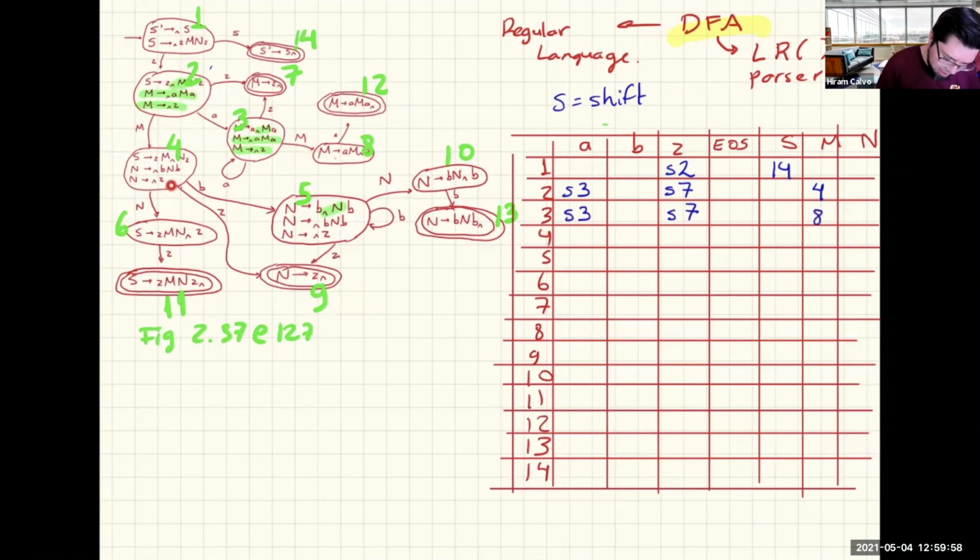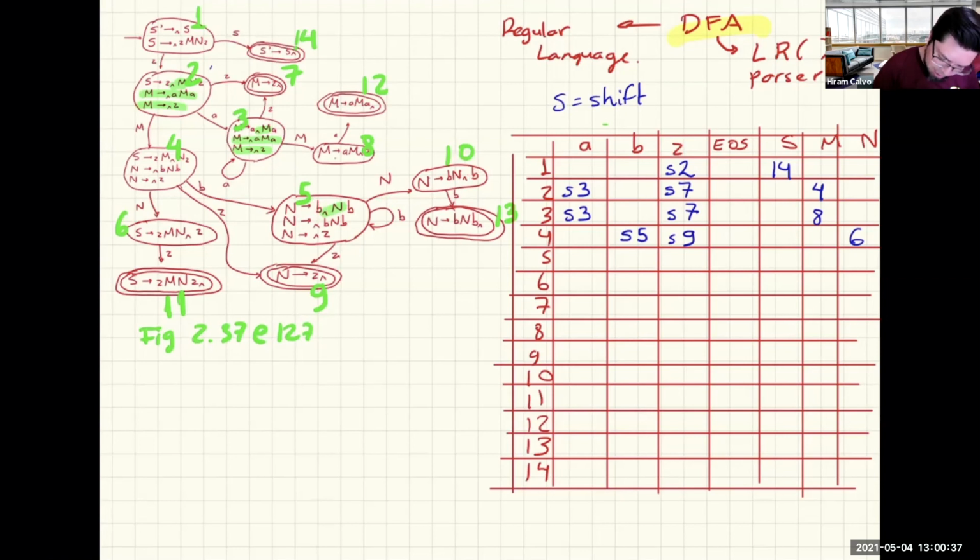In state number 4, if we have an N, we will move to state 6. From 4, if we have a B, then we shift and go to number 5. And if we have a Z in 4, we will shift and go to number 9. And that's it.